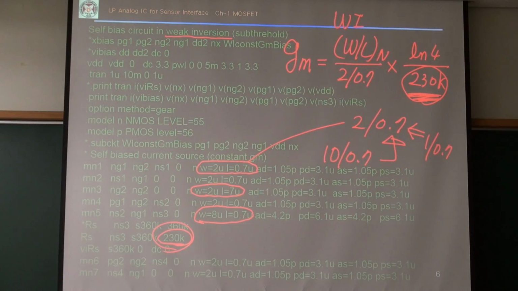The resistor used to be 360K, moved to 230K. Somehow I couldn't make it. Yeah, you may be right. It used to be a very, very large transistor, 10 by 0.7, instead of 2 by 0.7 in the previous version. This is a very deep subthreshold at the same current of 100 nanoamp.